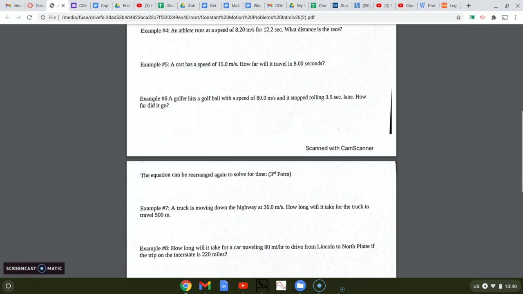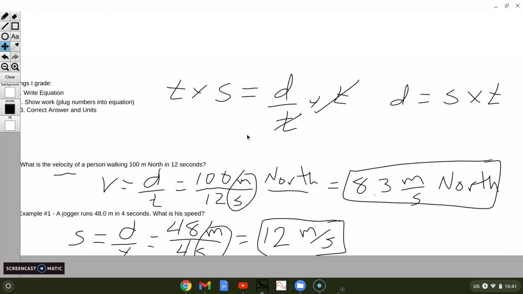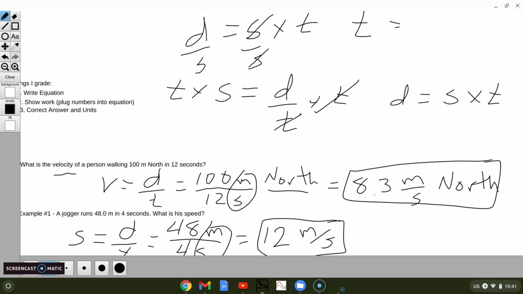All right. It says the equation can be rearranged again to solve for time. This is the third form of the equation. I'll scroll back up to the top to show you how we do that. If we take this version of the equation, d equals s times t, and we want to solve for time, we divide each side by s, and what we're left with is time is equal to distance divided by speed.